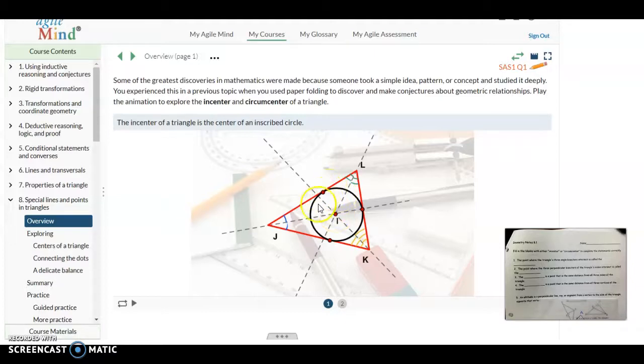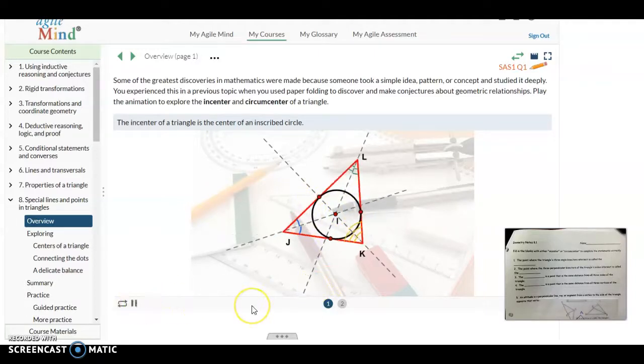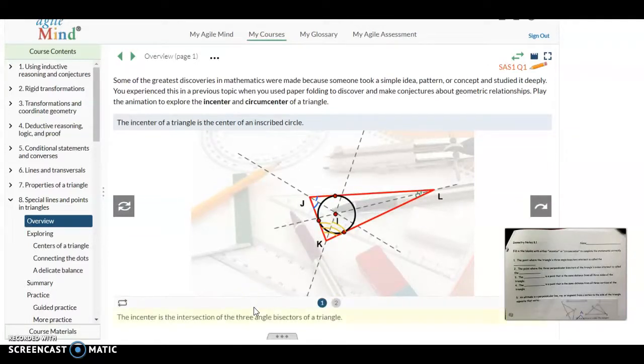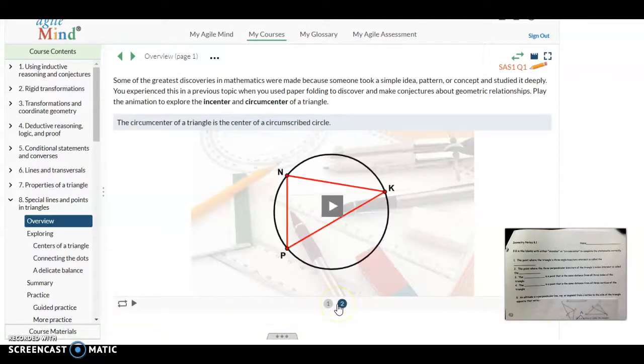The incenter is the center of the inscribed circle, that's the circle inside the triangle, and the incenter is equidistant from all 3 sides of the triangle. So that is a review over what we learned about the incenter. The incenter is always inside the triangle, regardless of what type of triangle it is. The next thing we learned was the circumcenter.